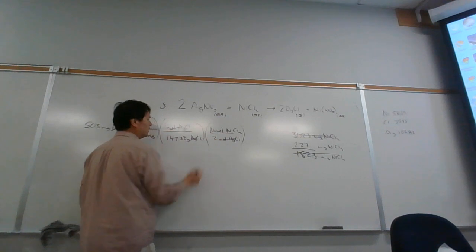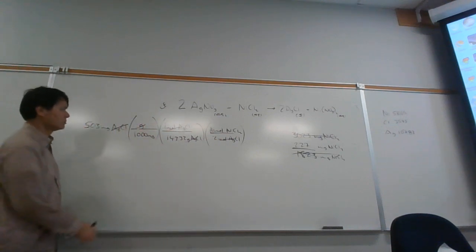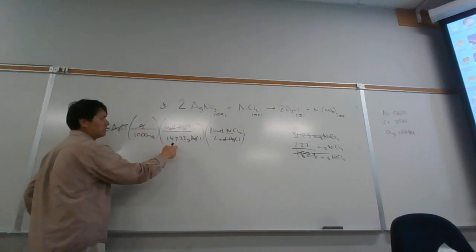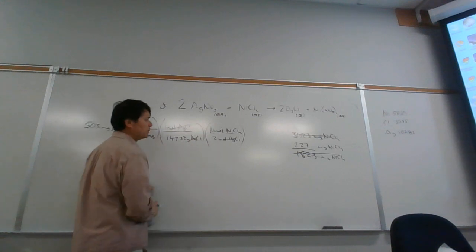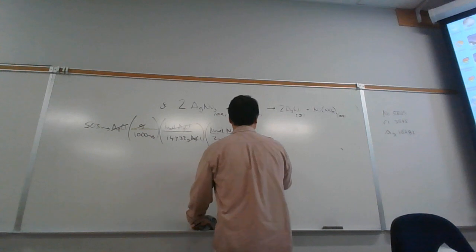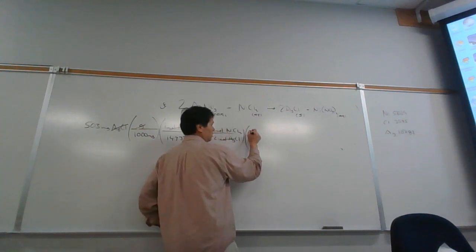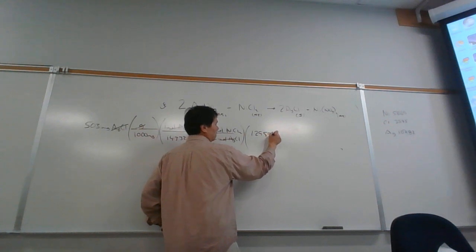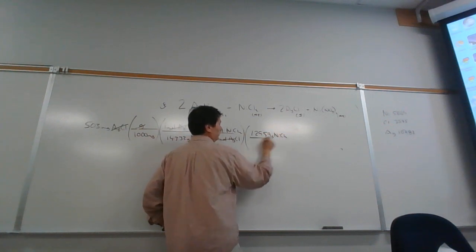So moles of silver chloride. So this is kind of the heart of the stoichiometry. Grams of A to moles of A, moles of A to moles of B, moles of B to grams of B. And so what's the molar mass of nickel chloride? 129.5. Nickel chloride per mole.